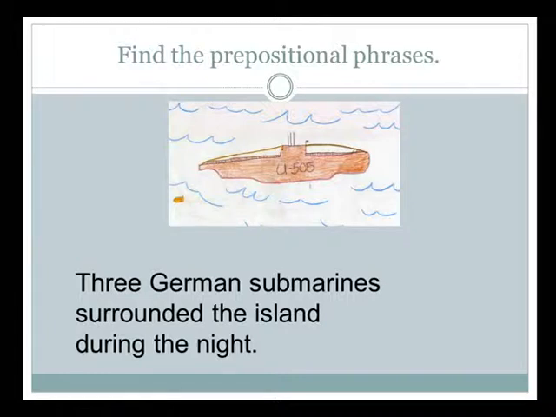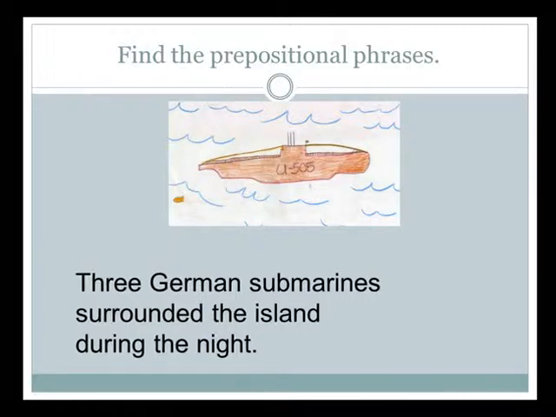3 German submarines. As you can see, submarines is a noun here. 3 German, adjectives to the same. Surrounded, that's a verb. The island, another noun. During the night. So during is the preposition here, a preposition of time. The night, the noun that follows it. So as we learnt, a prepositional phrase means a preposition along with the part that follows it. So the prepositional phrase here in the sentence is during the night.